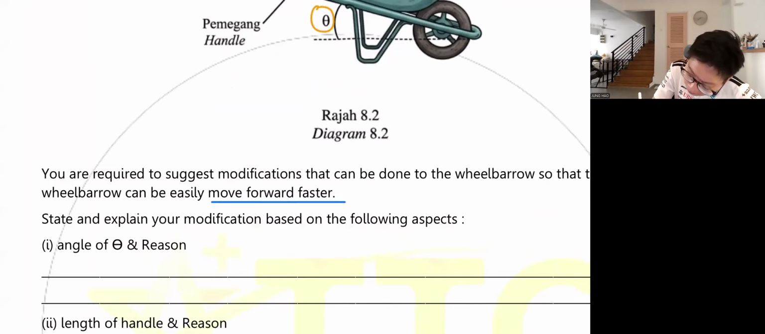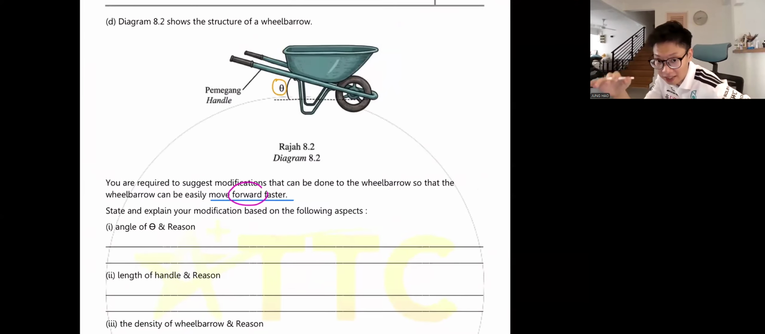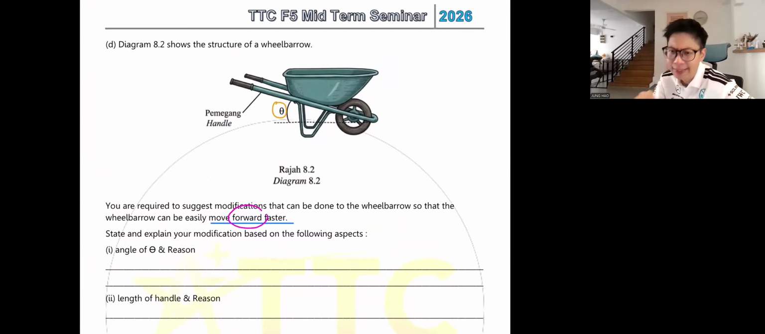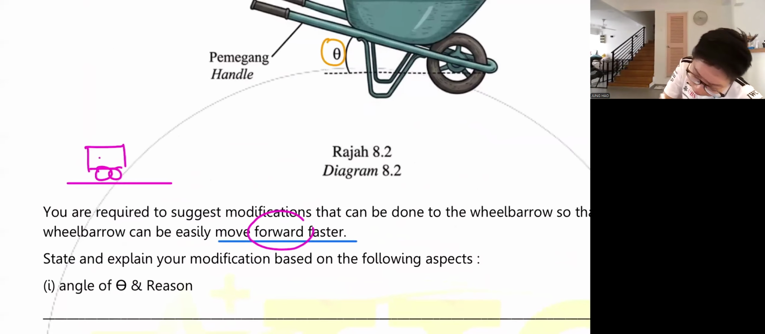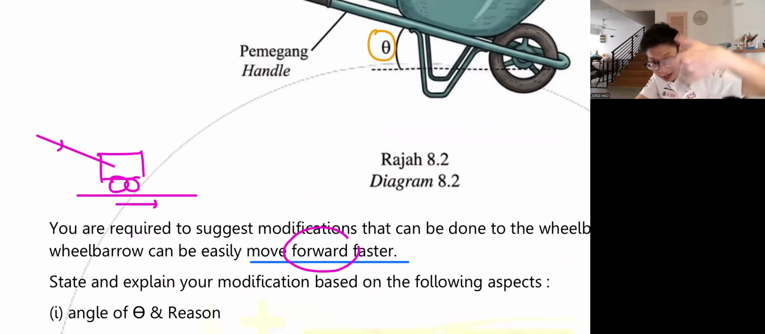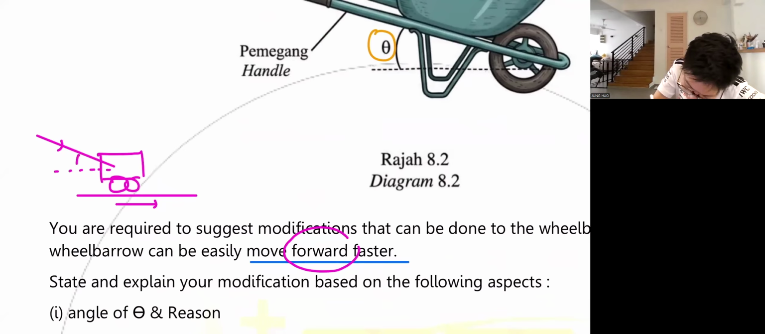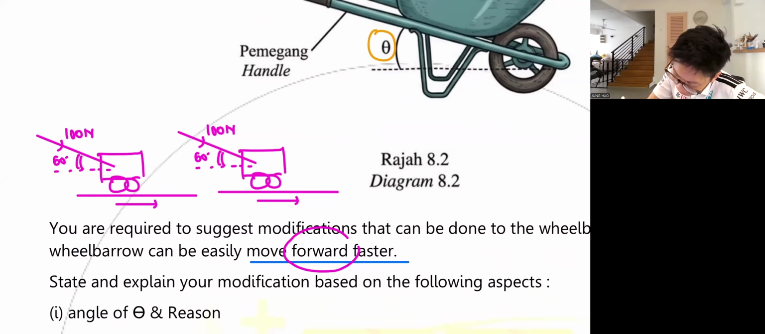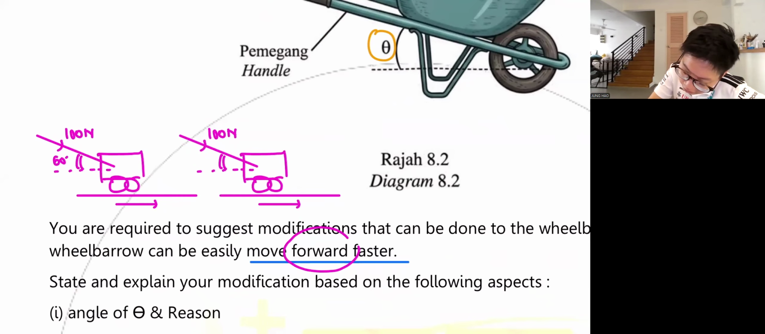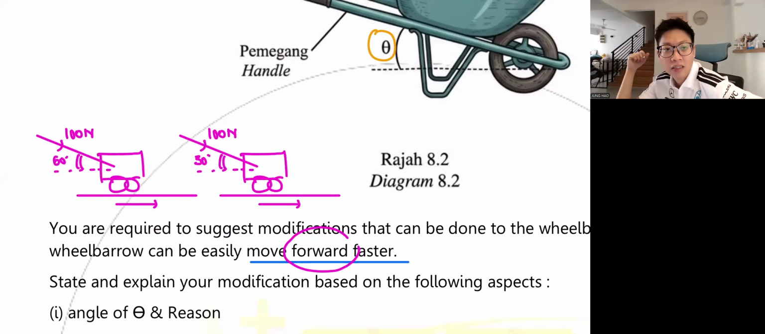Okay, guys, I want to move forward faster. If I want to move forward faster, you think properly. Now I've got this, so now this is an angle. I want him to move forward. I don't care about the downward force. So now if I push with 100 Newton, if let's say this is 60 degree versus, I just use back the same picture, if now this is 30 degree, which one do you think will move faster?